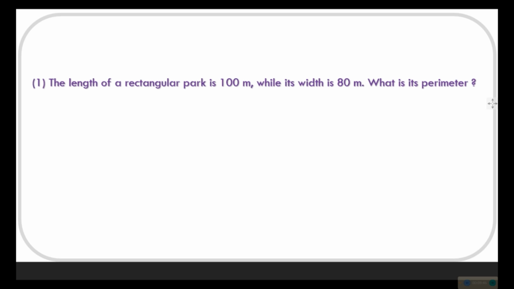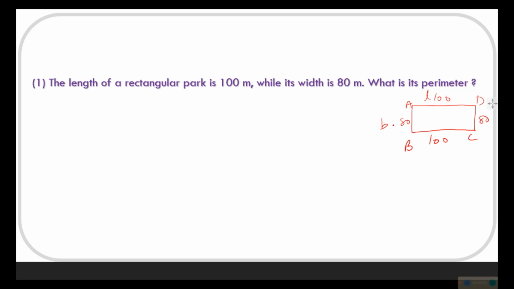The length of a rectangular park is 100 meter, while its width is 80 meter. What is its perimeter? The question has been asked. In this kind of situation, we can simply draw a rectangle roughly with pencil. Then you will name it accordingly, like A, B, C, D. These are all conventions. The length of the rectangular park is 100, and the width is 80, here also 80. We'll mark it as breadth and mark it as length, so that you will not make any mistake.